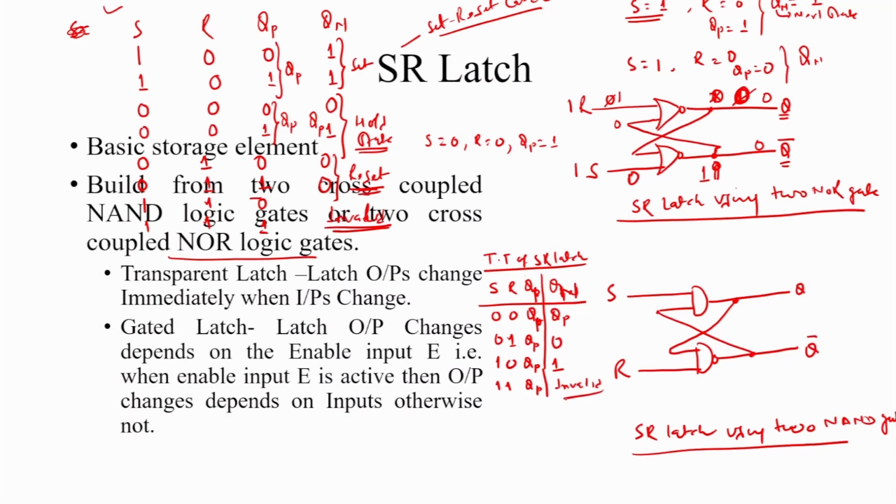Invalid input combination, because Q and Q complement both go to 1, and it is not possible for a variable and its complement to have the same value at the same time. Now the question is, what are the different types of latches?